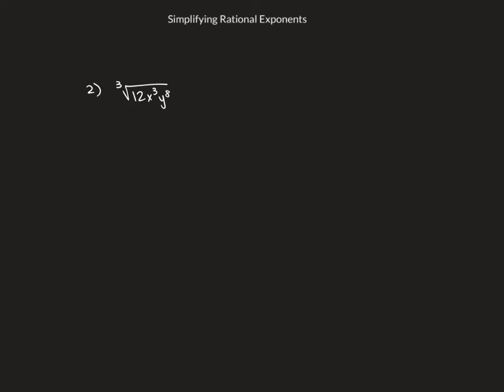Now what's the best way to do that? Basically, instead of making this look like it's a cube root, we can just expand this expression by a lot. So we'll keep the cube root, but we can expand what's inside of it. We can make this 12 x y y y y y y y y.